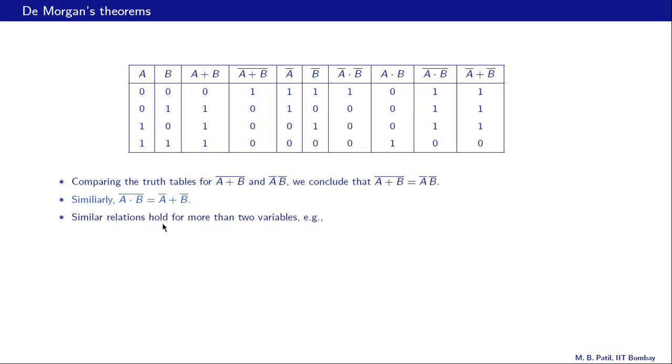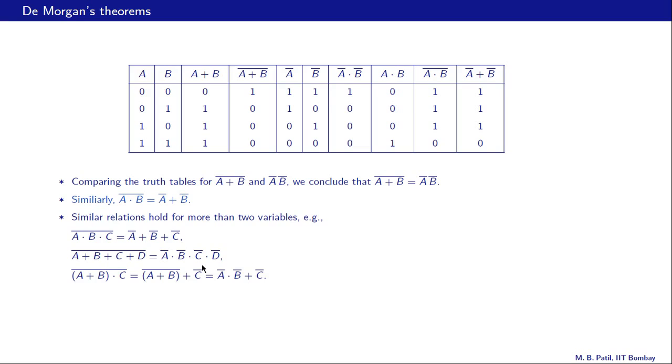Similar relations hold for more than two variables also. For example, this theorem can be extended to this one for three variables. So (A B C) whole bar is A bar plus B bar plus C bar. Similarly, this theorem can be extended to more than two variables. Here we have four variables. (A plus B plus C plus D) whole bar is A bar and B bar and C bar and D bar.